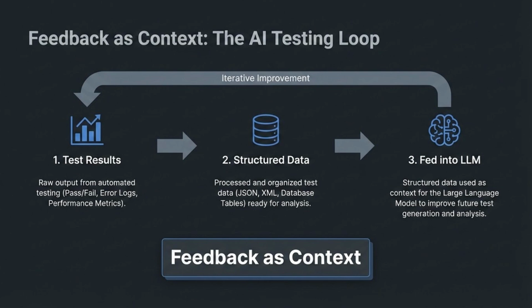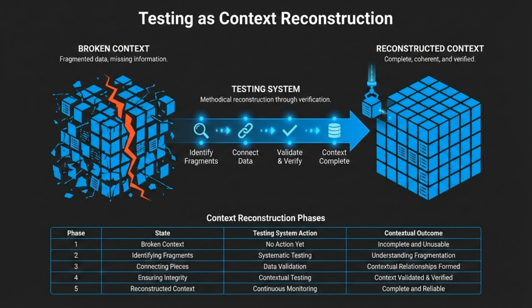Test results and failure analysis are structured into actionable data and fed back into the LLM, continuously improving its knowledge base and future output. Testing acts as context reconstruction. By validating generated code against system contracts and gathering feedback, the testing system helps rebuild and refine the LLM's understanding of the system.